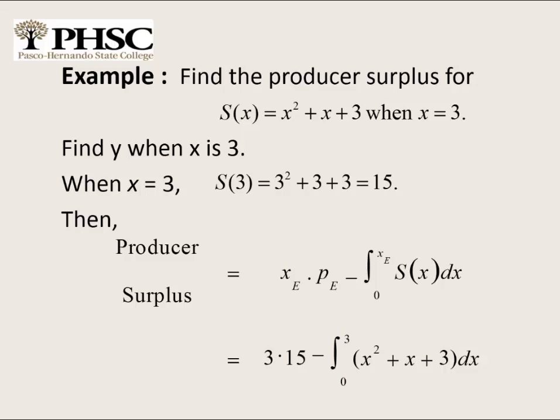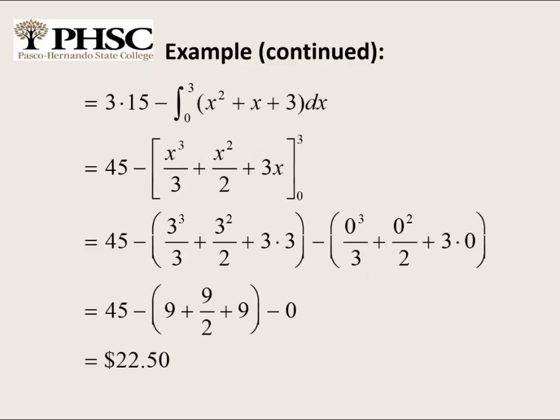S of x is equal to x squared plus x plus 3 when x equals 3. So we're going to find y when x equals 3. In other words, we're going to find P_E when x_E equals 3. When x equals 3, S of 3 is 15. Then the producer surplus would be x_E times P_E minus the integral from 0 to x_E of S of x dx. So 3 times 15 minus the integral of x squared plus x plus 3 from 0 to 3. Doing all of the algebra, we get that it's equal to $22.50.